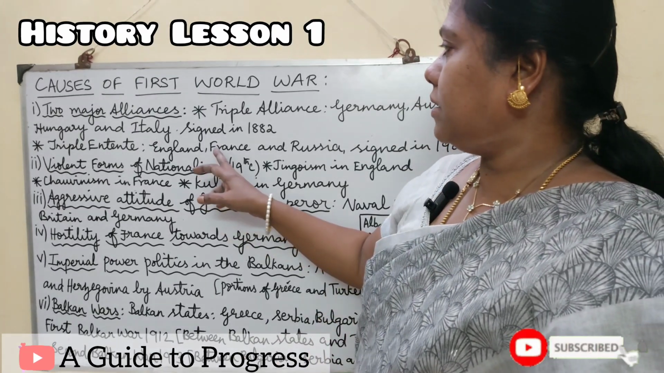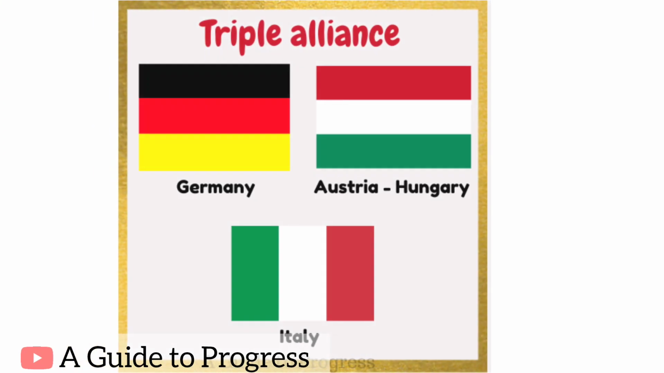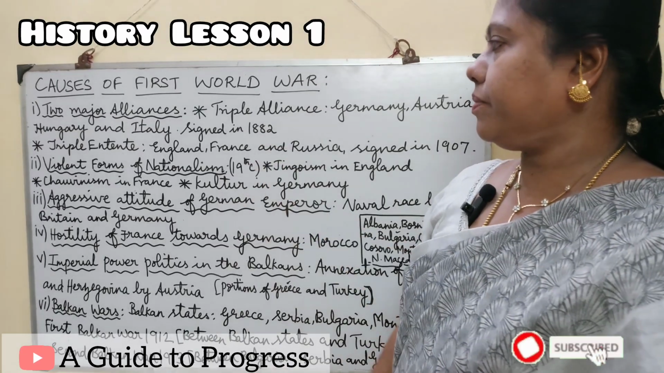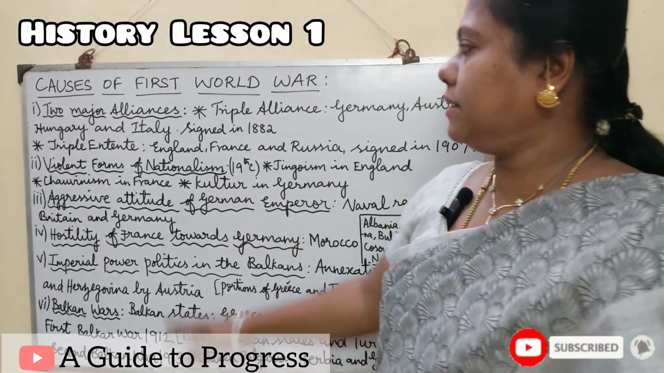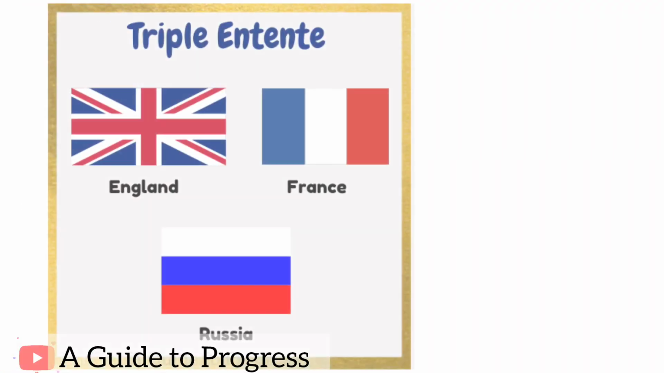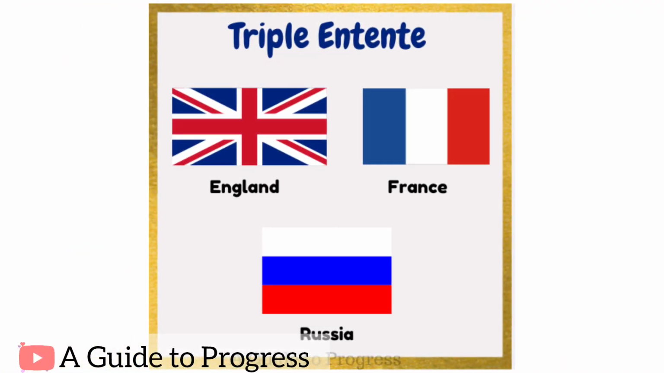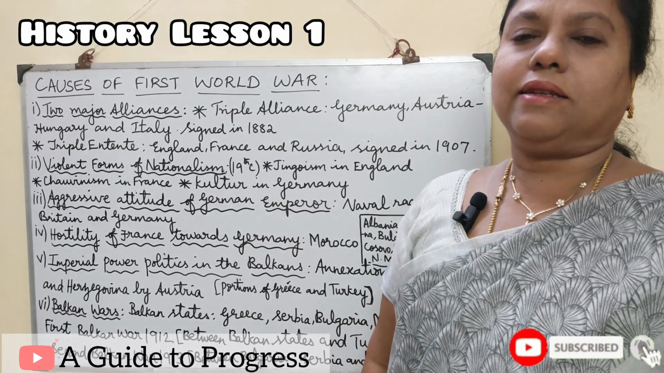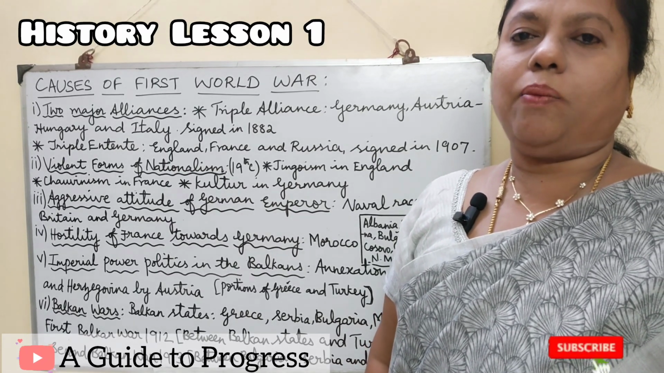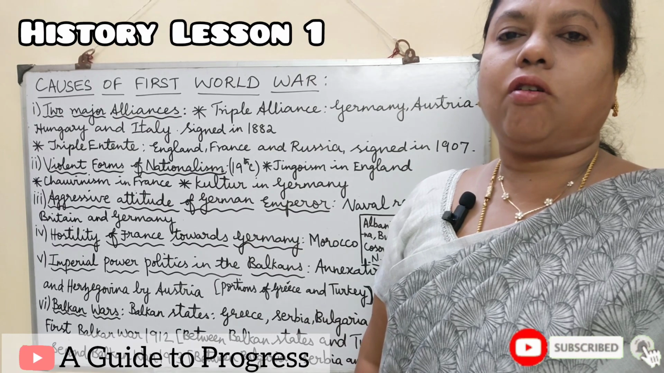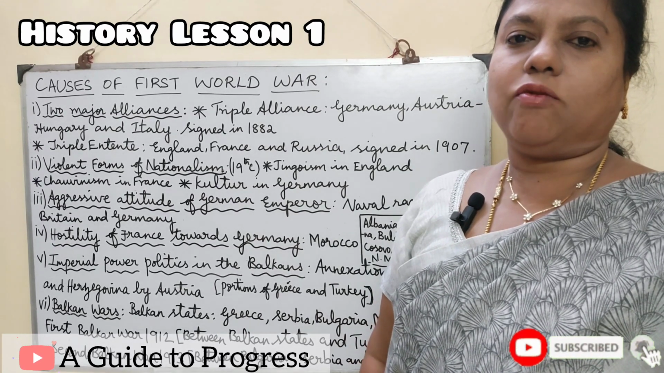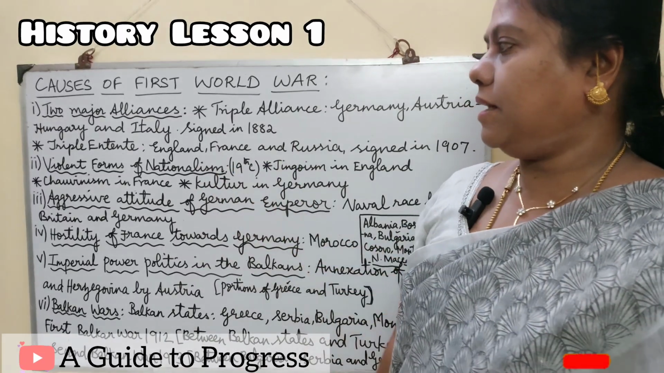The first one is the Triple Alliance that was formed by Germany, Austria-Hungary and Italy, and it was signed in 1882. Next, the secret alliance is the Triple Entente that was signed by England, France and Russia. It was signed in 1907. So there were two major alliances. These alliances played a key role in making the conflict a global one. So already there was a tense situation that was heightened by these secret alliances.